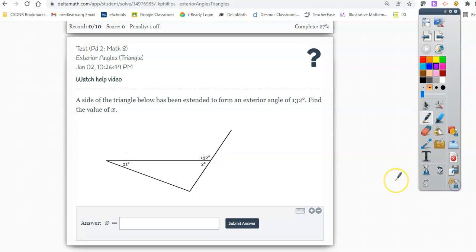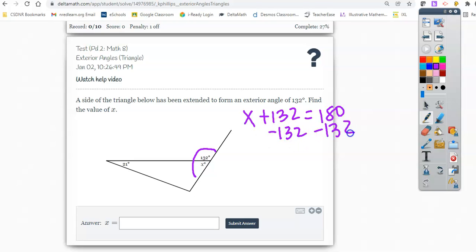Now for this one, I don't need it because these 2 are adjacent. So x plus 132 make a linear pair. So I simply subtract 132 from both sides, and I'm going to get my final answer. So pick up your calculator and figure that out. Whoops. It's 132. So that's actually going to be 48. 48. Definitely use a calculator.